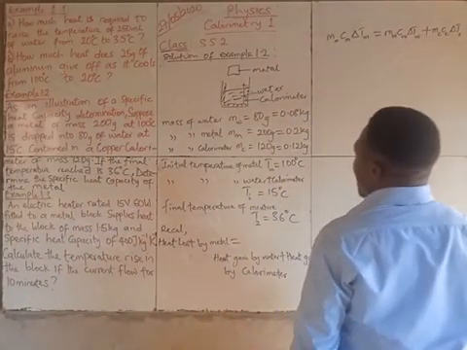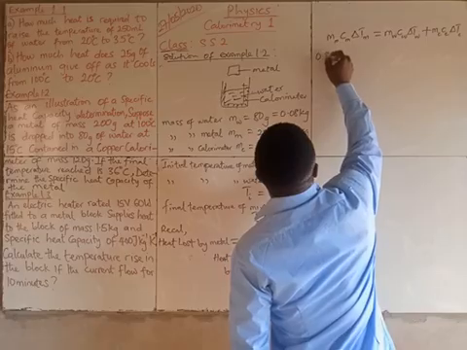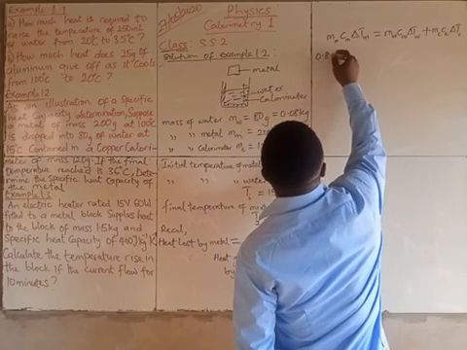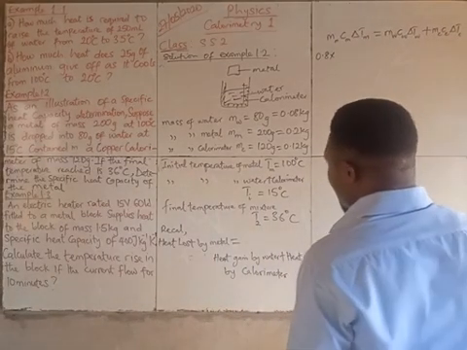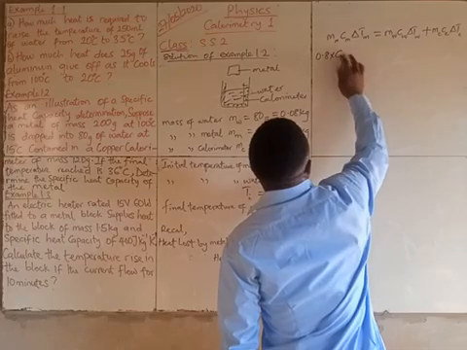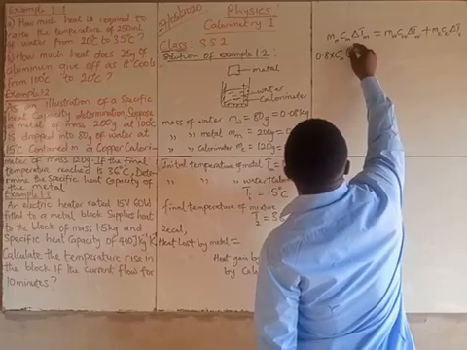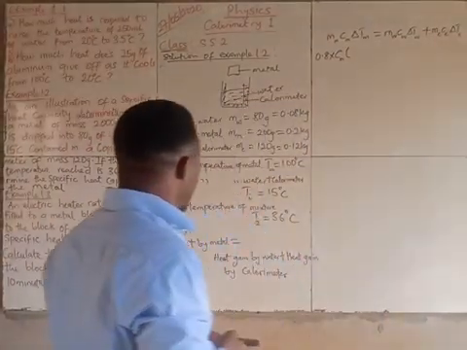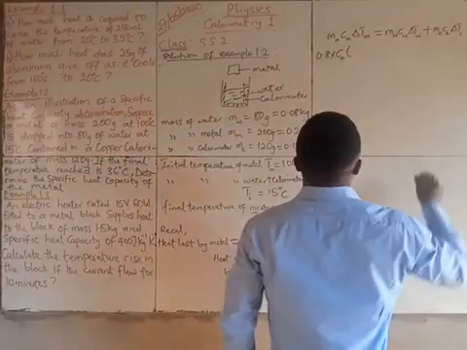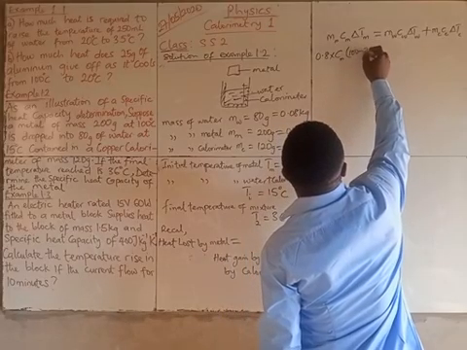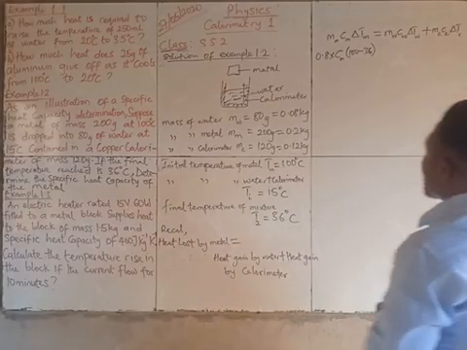Now, what is the mass of the metal? The mass of the metal is 0.2 times the specific capacity of the metal, which is what we are looking for. The specific capacity of the metal we don't know. But we know the change in temperature of the metal. The temperature of the metal changes from 100 degrees Celsius to 36 degrees Celsius, which means the change in temperature will be 100 minus 36.